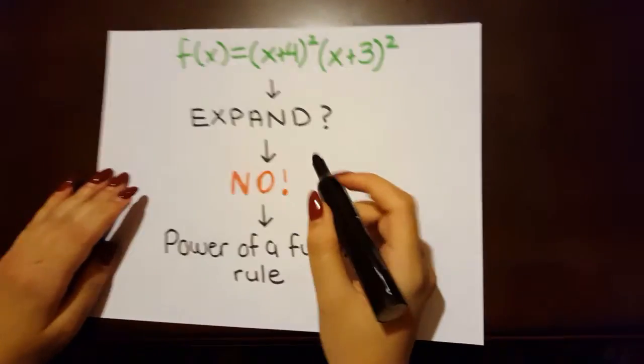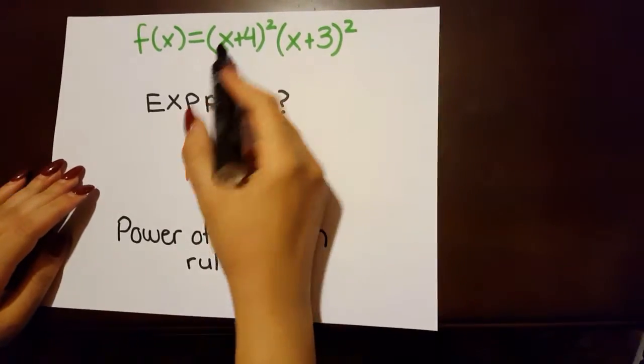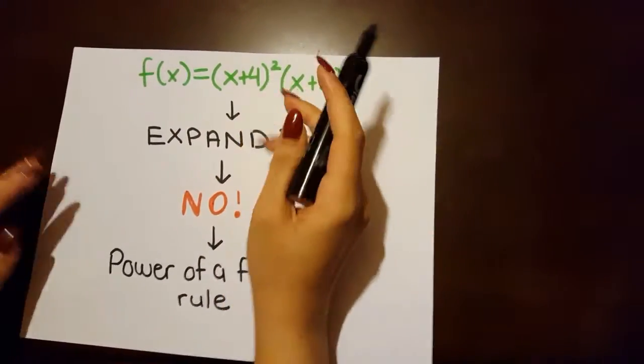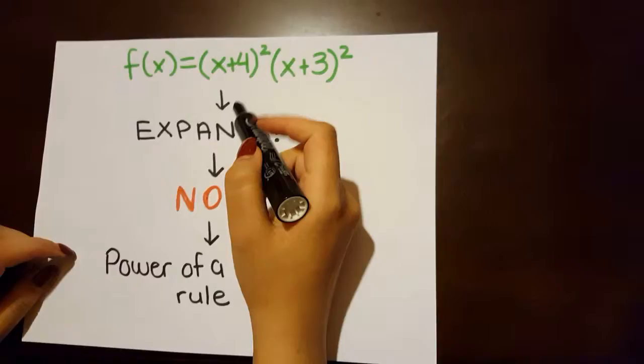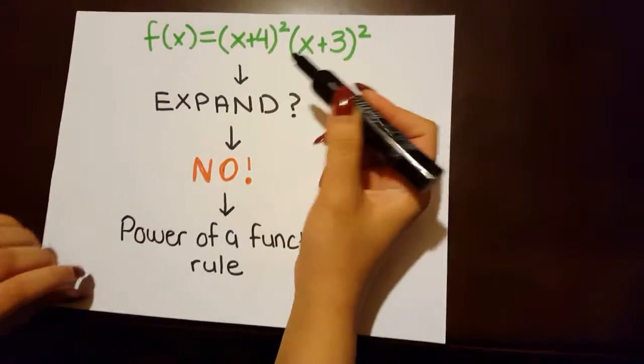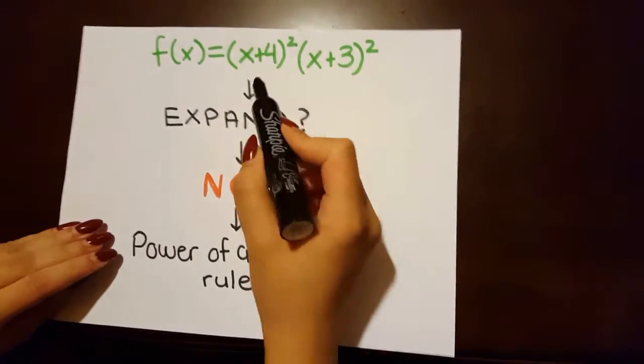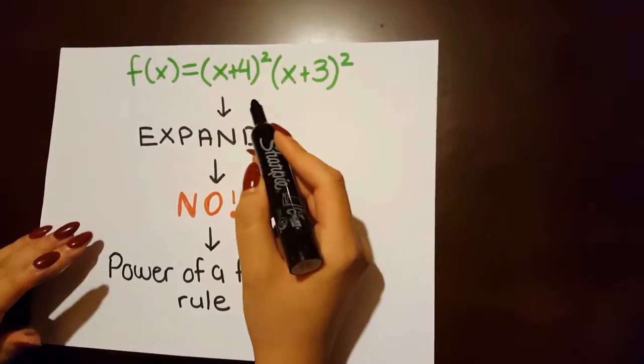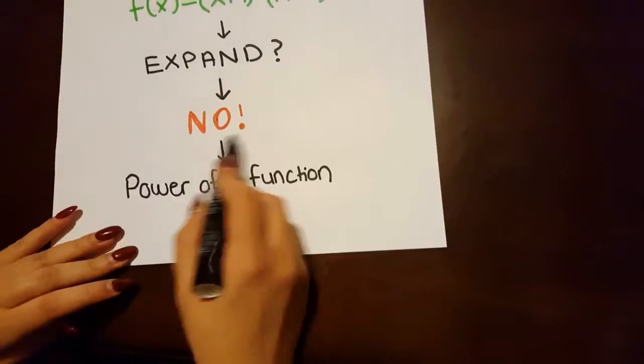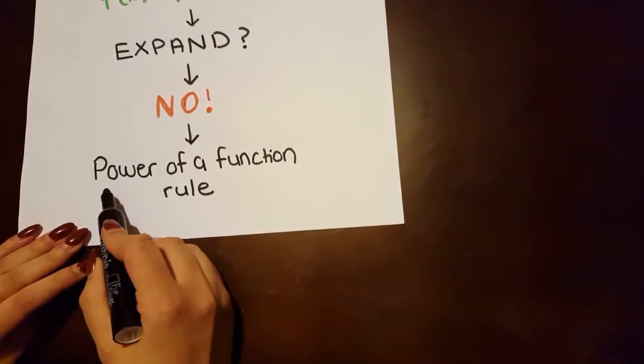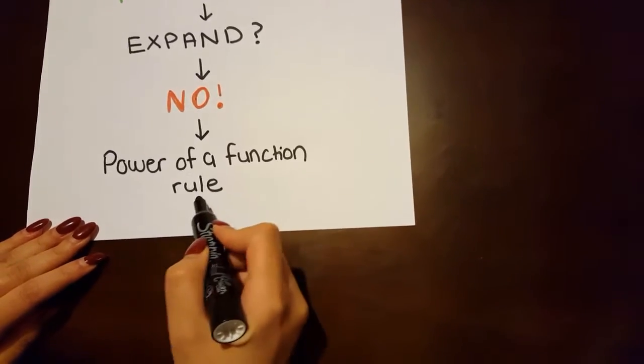Okay, so what if we have a function that looks like this, where the two functions have a power, in this case the power of 2. Are we going to have to expand this? Well, that would take an extremely long time. So no, we're not going to do that. We're going to use something called the power of a function rule.